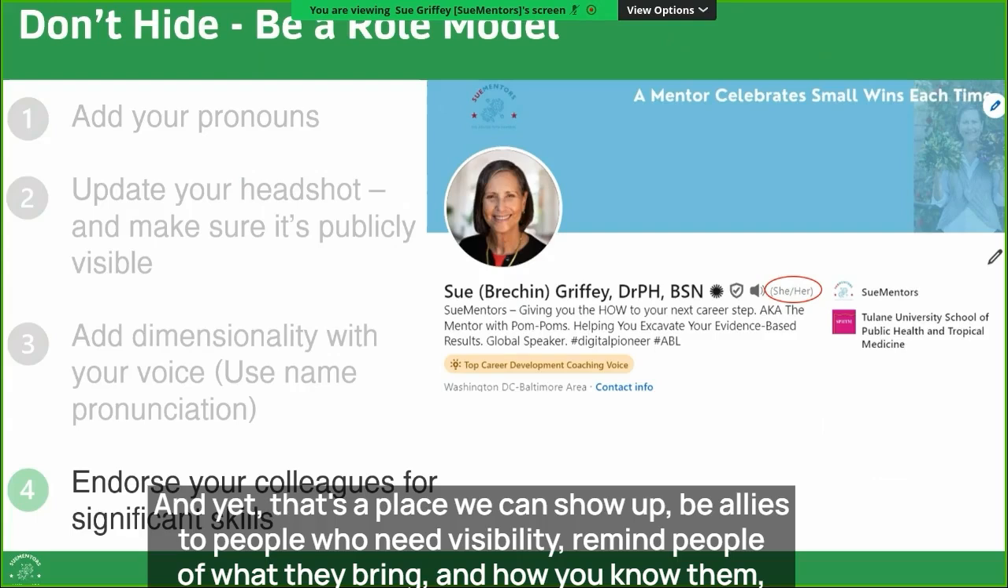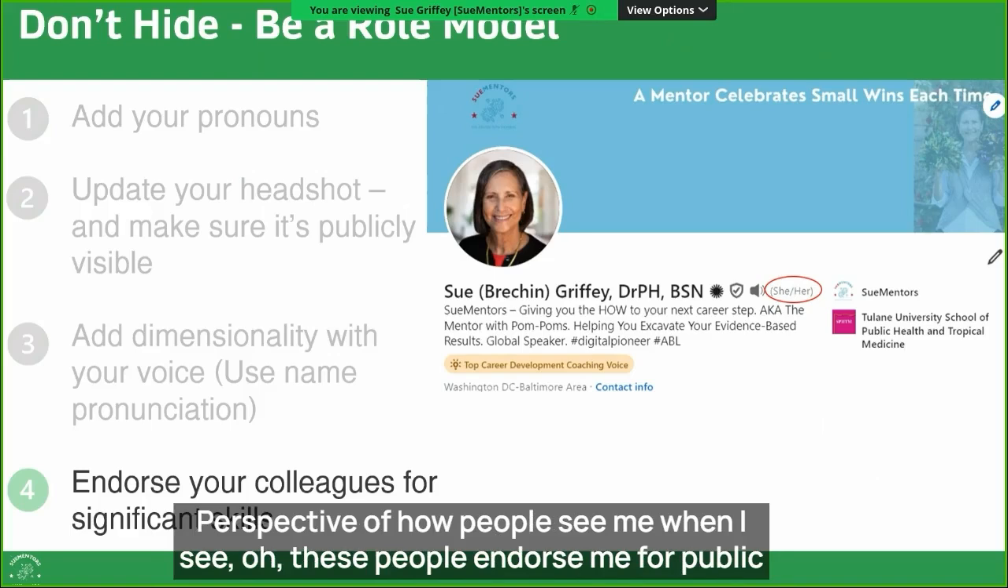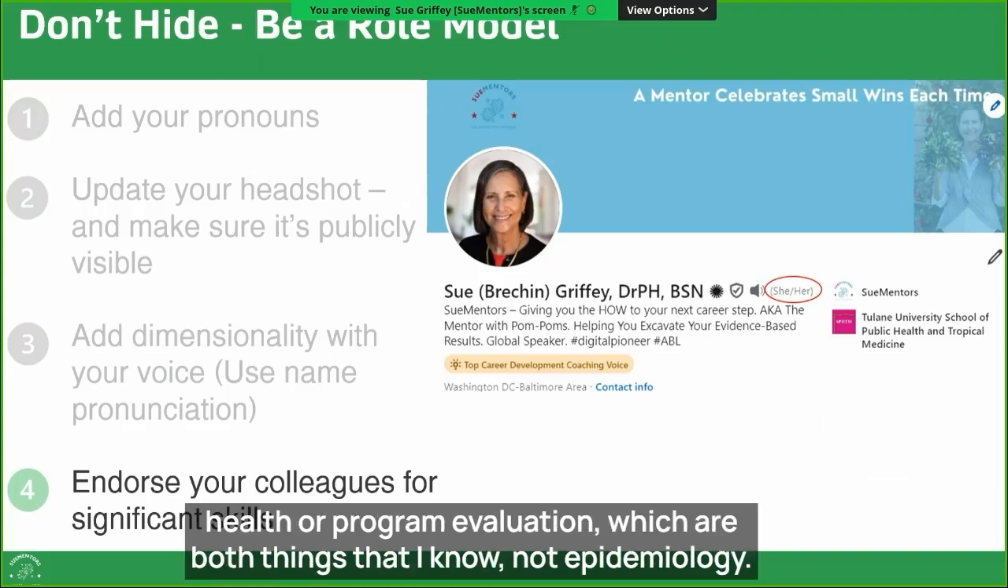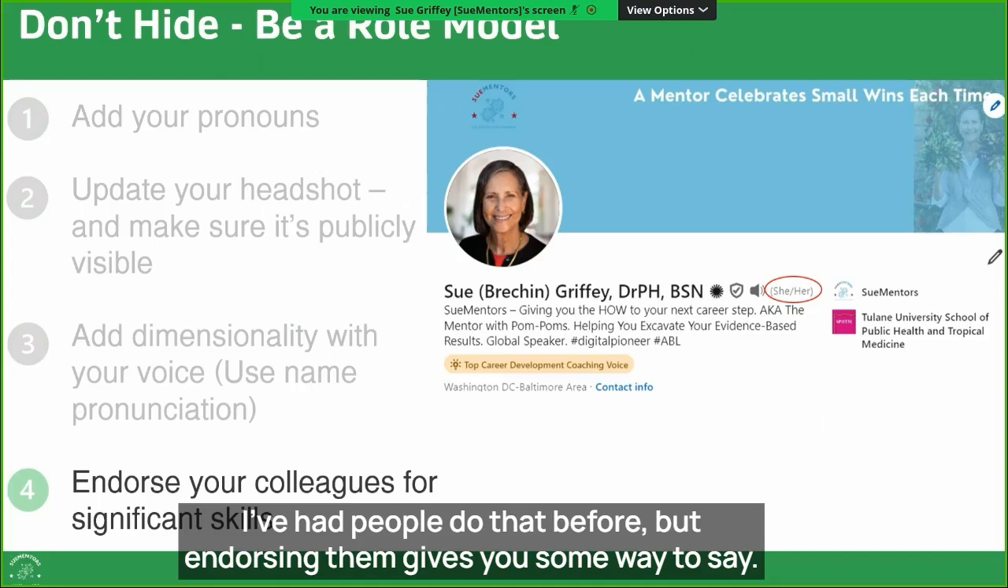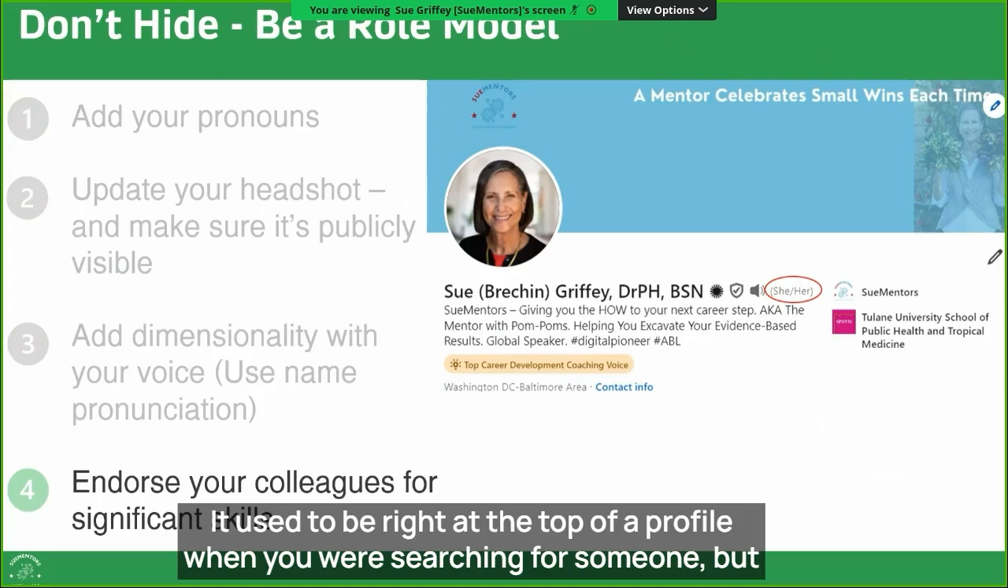remind people of what they bring and how you know them, because I view endorsing people for skills as crowdsourcing, getting a crowd perspective of how people see me. When I see, oh, these people endorsed me for public health or program evaluation, which are both things that I know, not epidemiology, I've had people do that before. But endorsing them gives you some way to say, and LinkedIn makes it harder now to find it. It used to be right at the top of a profile when you were searching for someone.